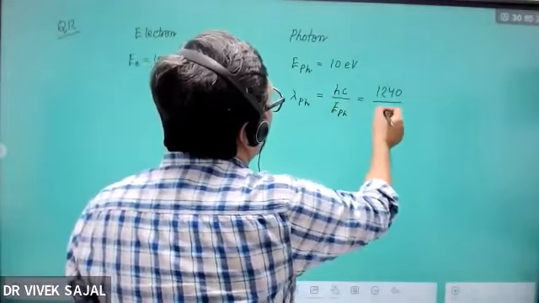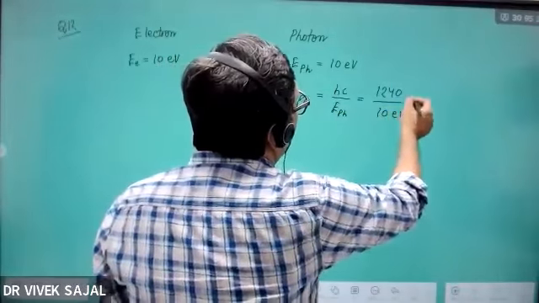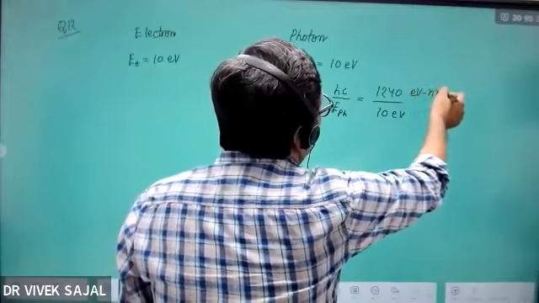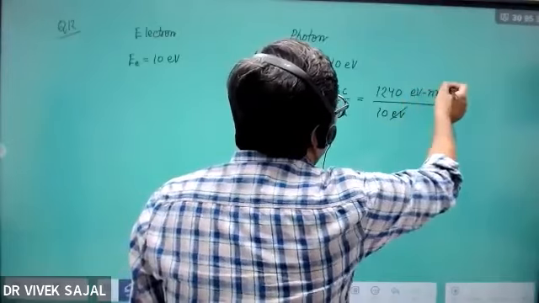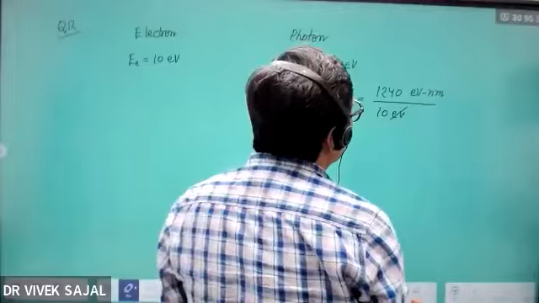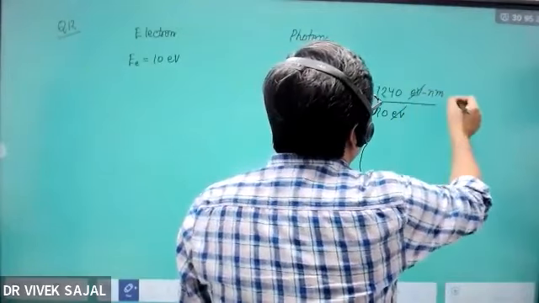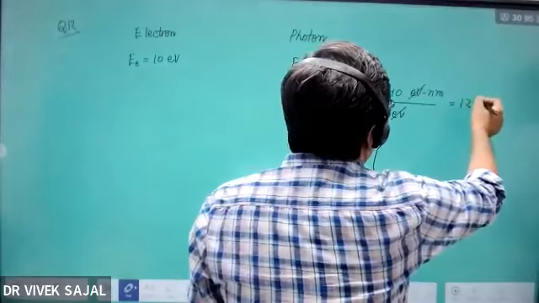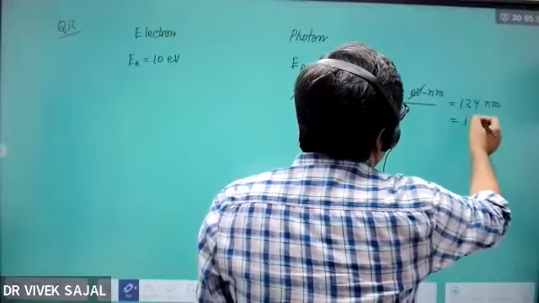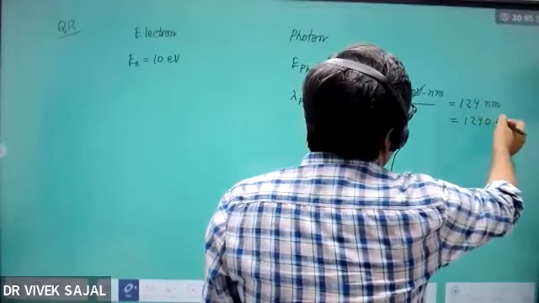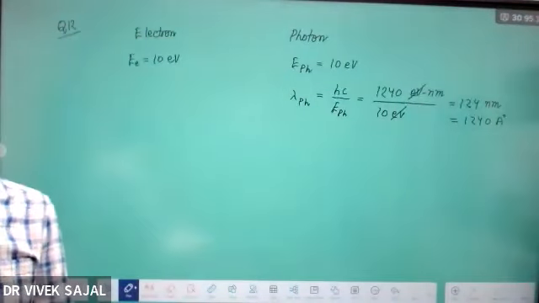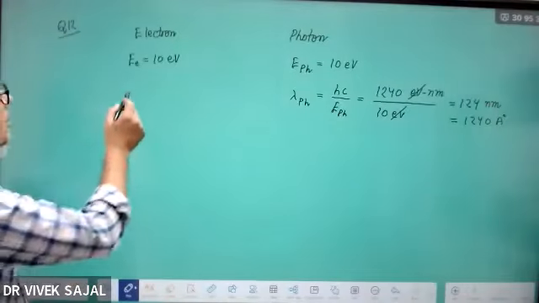So here look, this is 10 electron volt, and this will be in electron volt nanometer. So this electron volt will cancel out. So it will be in nanometer, roughly 124 nanometer, or you can say 1240 angstrom. This will be better. Now here, what will be this for electron?